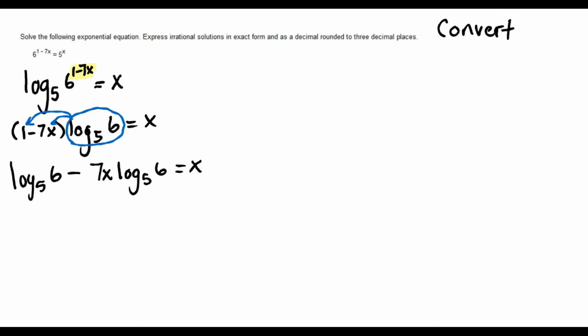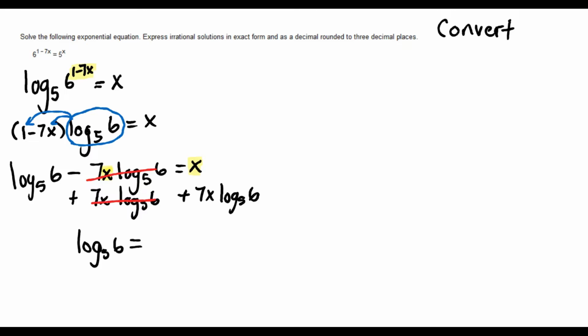Now I have two terms with x in it in this equation. I want to move all the terms with x to the same side of the equation. So I'm going to add this 7x log base 5 of 6 to both sides so that I can get those variables on the same side. That's going to cancel out on the left, leaving me with log base 5 of 6 equals x plus 7x log base 5 of 6.